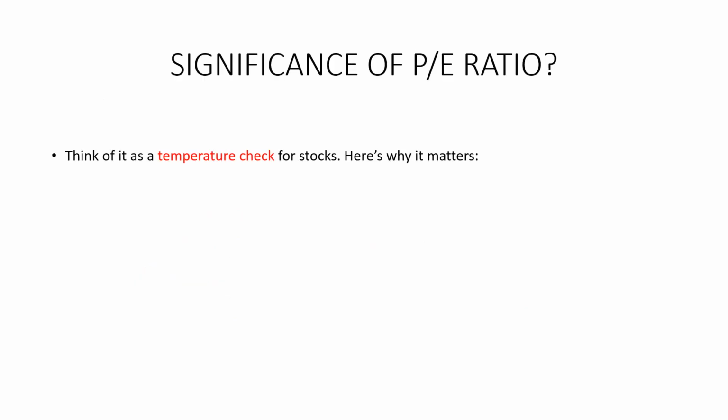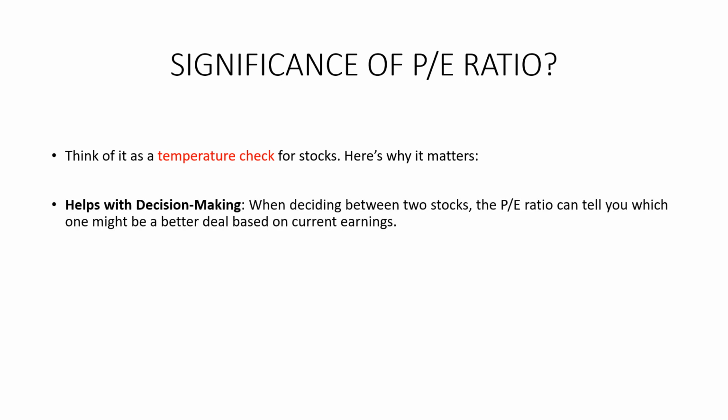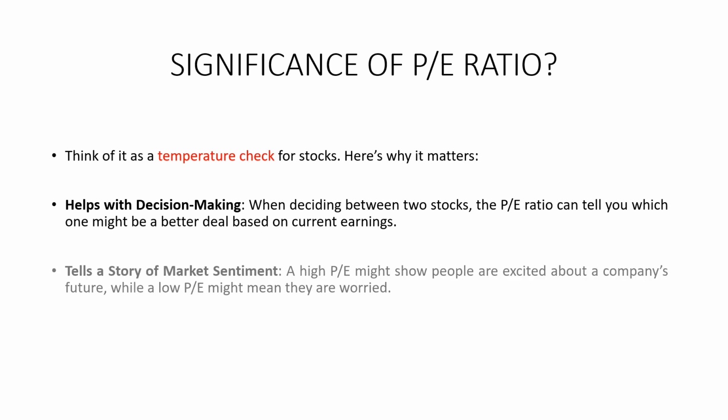So friends, let's see the significance of PE ratio. Whenever you look at PE ratio, you should think of it as a temperature check for stocks. It helps you with decision making, which means when deciding between two different stocks, the PE ratio can tell you which one might be better based on their current earnings. I'm just giving an example, this is not a recommendation. Let's say Infosys and TCS both are from the IT sector. Depending on when you look at the PE ratio, you can compare which company is doing better when compared to their current earnings.